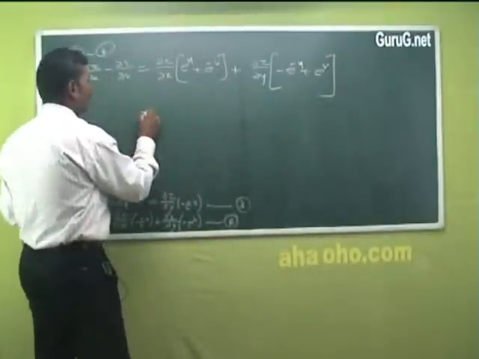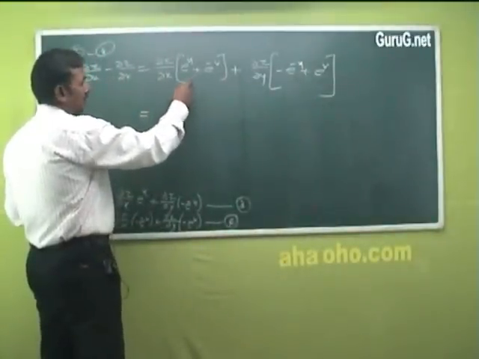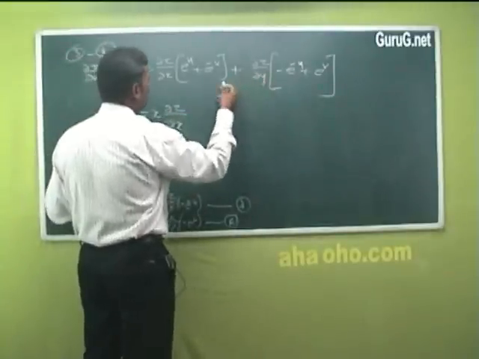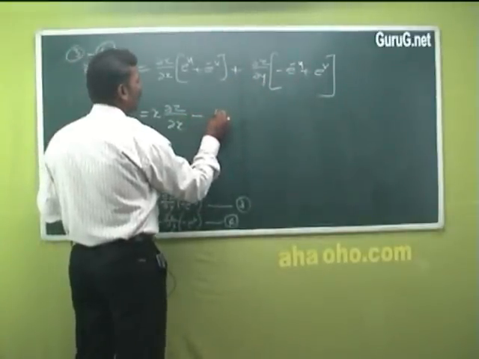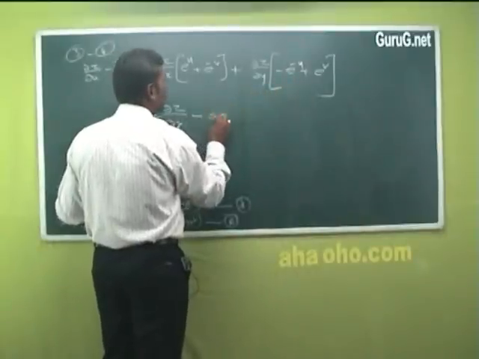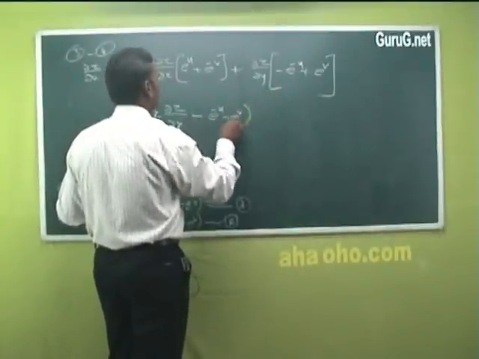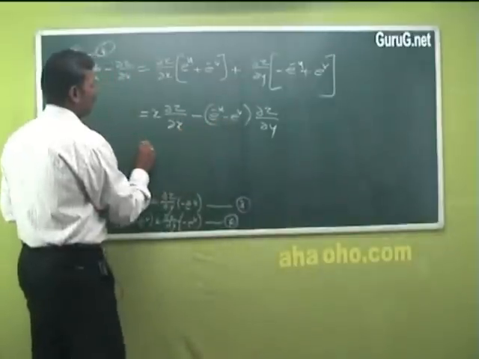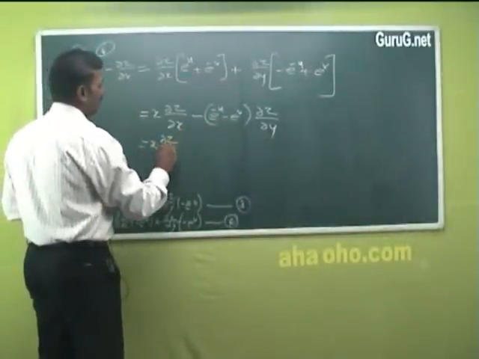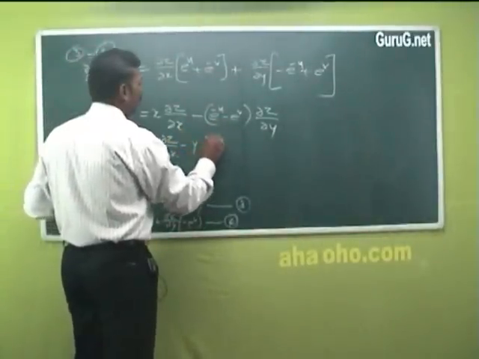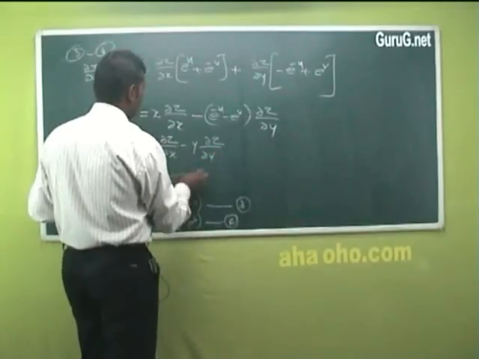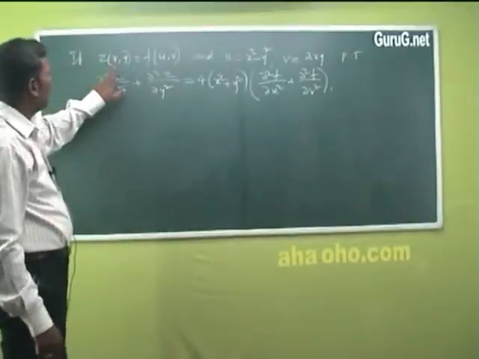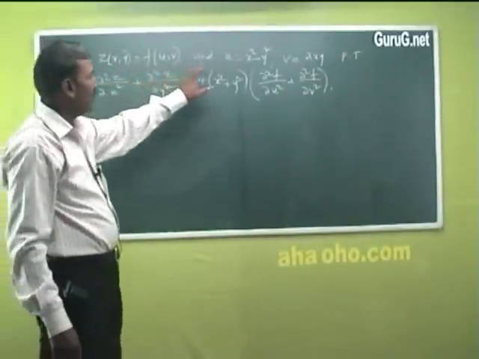Now I'll get, so this is x, is it right? So x into ∂z/∂x. You can take the minus sign outside, so this is nothing but 1 times (e^(-u) minus e^v). Is it right? So ∂z/∂y, so this is y, is it right? So x ∂z/∂x minus y ∂z/∂y. Hence the result, right?